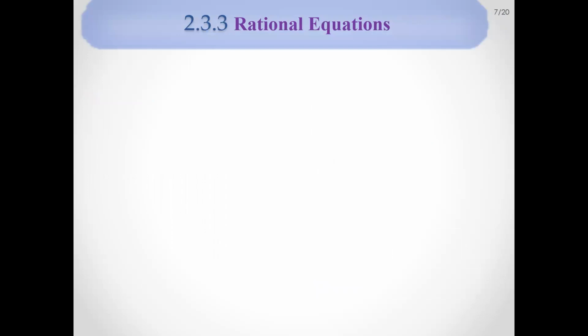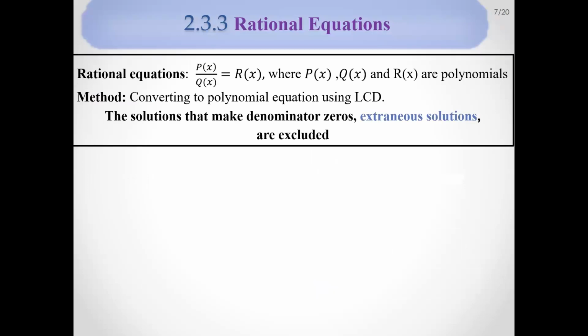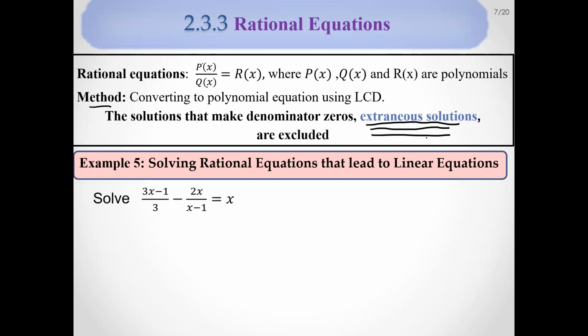The third type, rational type equations. Here we have rational fractions in the equation and a variable in the denominator. Okay, so the method is to convert these quantities using LCD, and we'll see we have a new concept of extraneous solutions here, which must be excluded. So let's see an example, it will be clear.